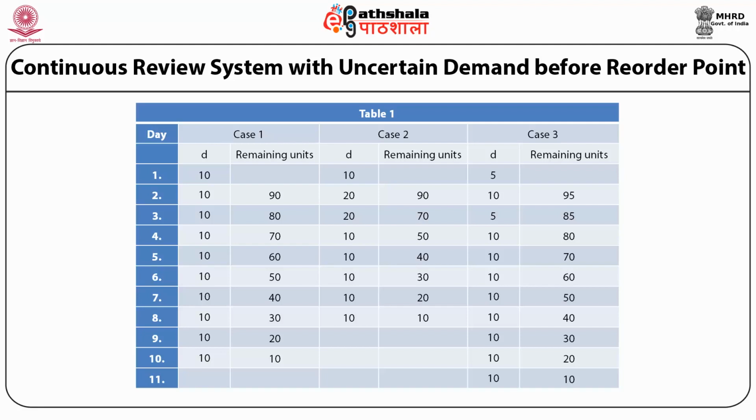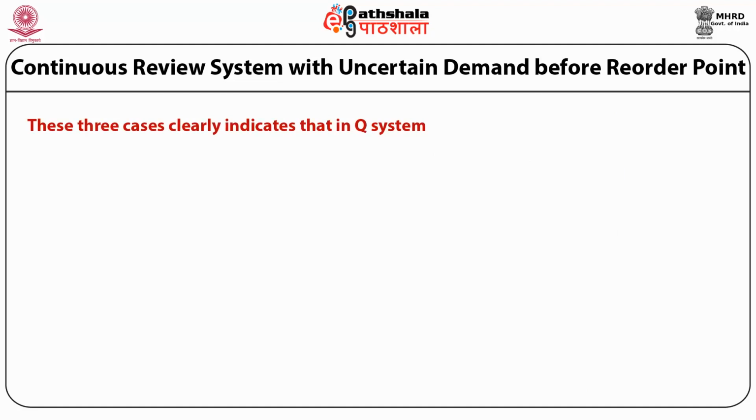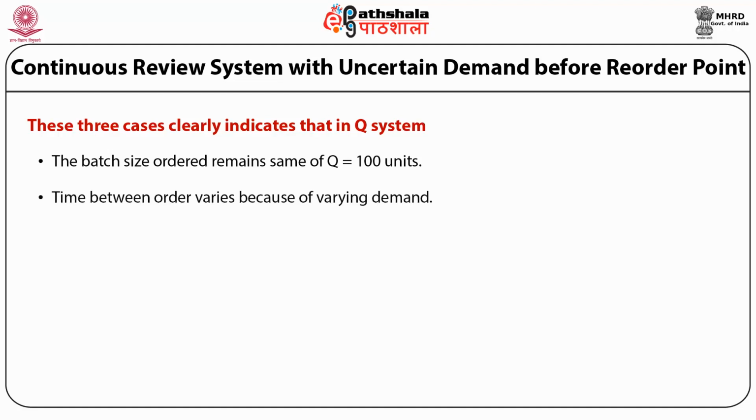The figure shows case 1, case 2 and case 3. These three cases clearly indicate that in the queue system the batch size order remains the same, Q equal to 100 units. Time between orders varies because of varying demand. TBO was 10 days in case 1, 8 days in case 2 and 11 days in case 3.